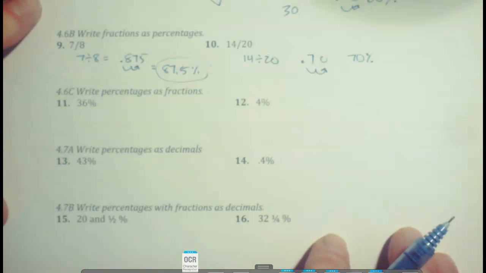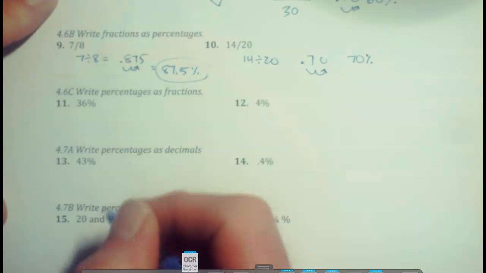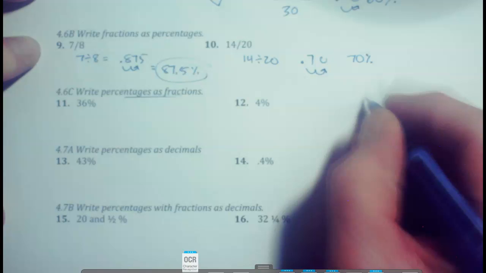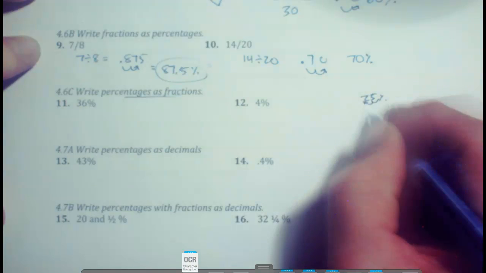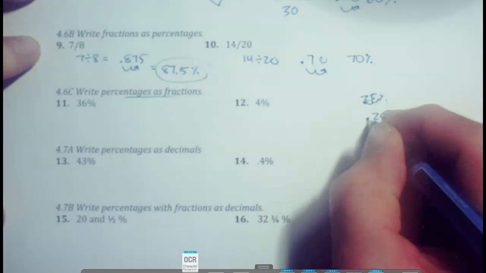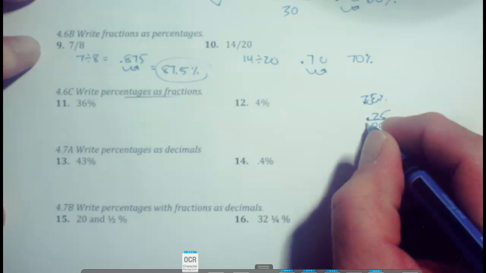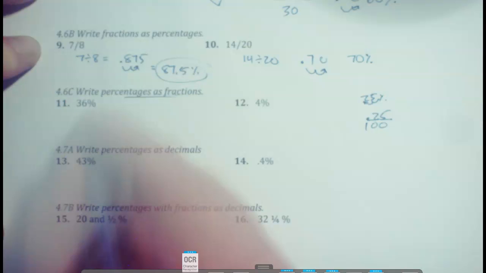All right. Write these percentages as fractions. We got 43%, and 36%. Here's 25%, right? Make it into a decimal by moving it 2 places, getting 0.25. We can make that into a fraction by putting it over a fraction bar, a 0 under each digit, a 1 in front of the whole thing, and then we reduce, right? Same thing here, 36%.